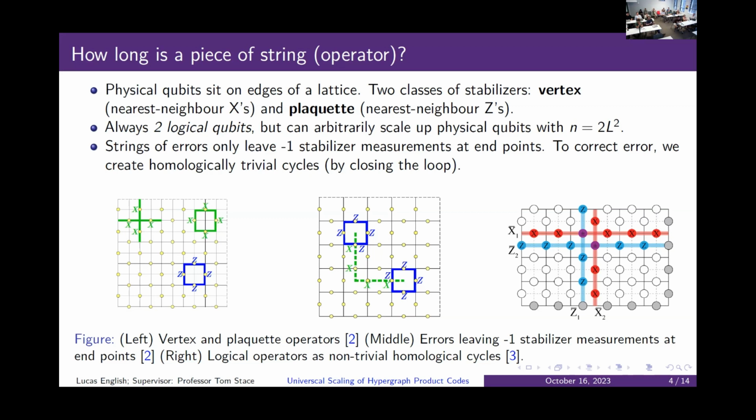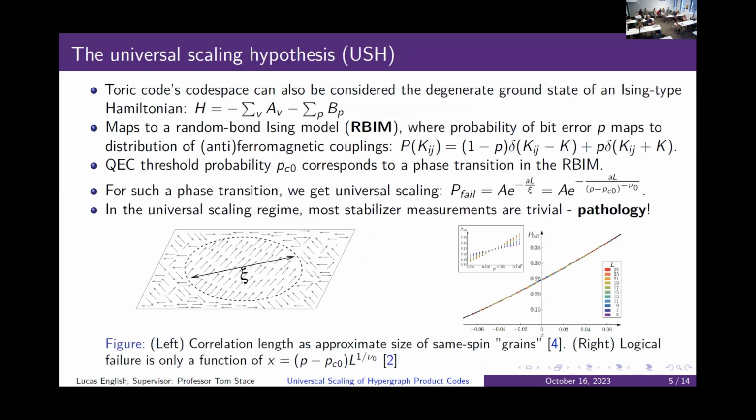So the logical operators are actually topologically distinct from little trivial error strings that don't do anything. And that's the crux of topological quantum error correction, that it has to be defined by the homology classes. I can explain that later, maybe.